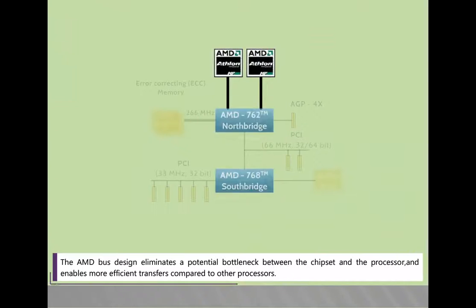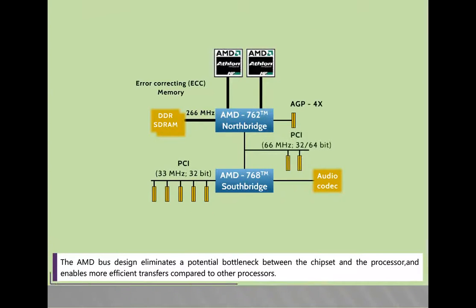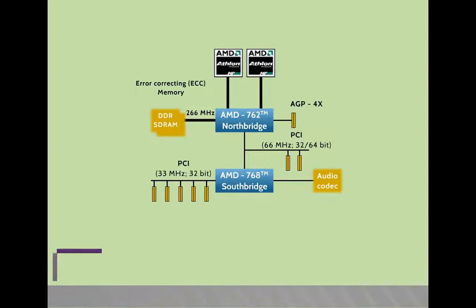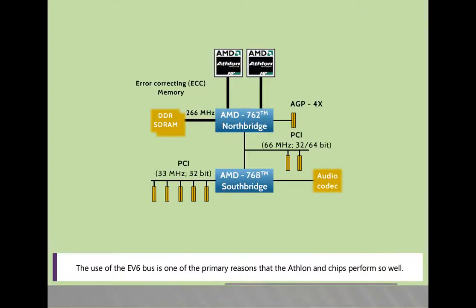The AMD bus design eliminates a potential bottleneck between the chipset and the processor and enables more efficient transfers compared to other processors. The use of the EV6 bus is one of the primary reasons that the Athlon chips perform so well.